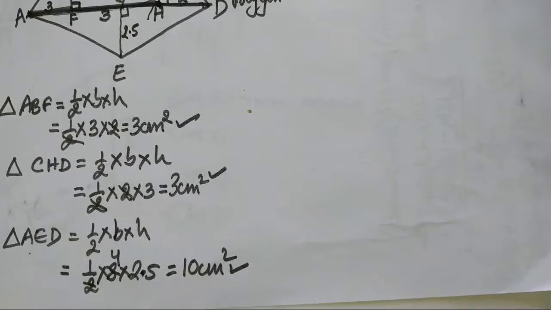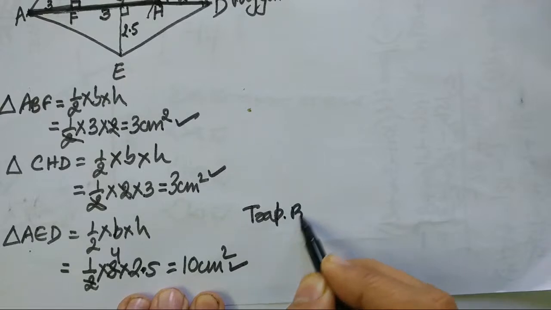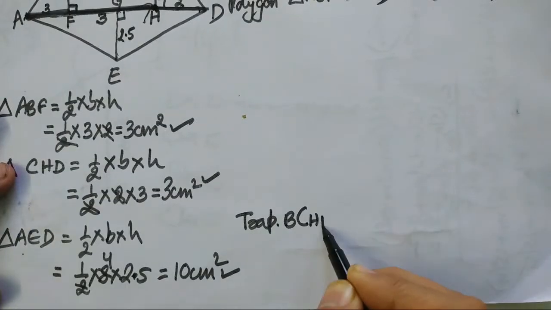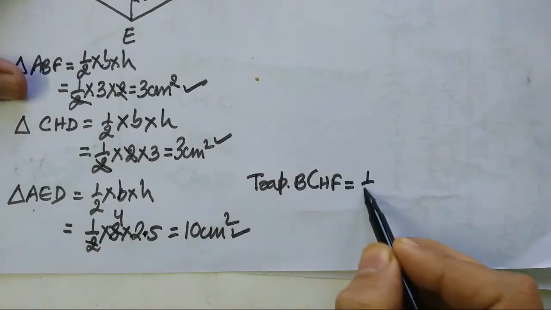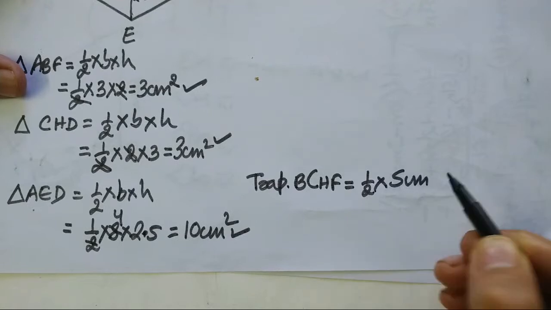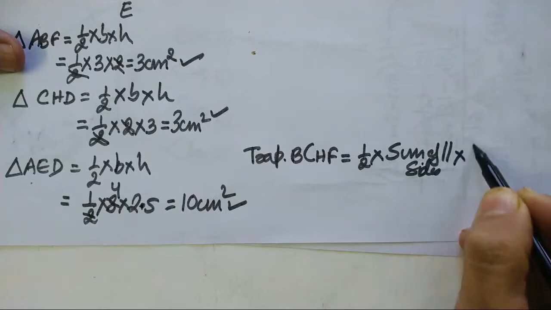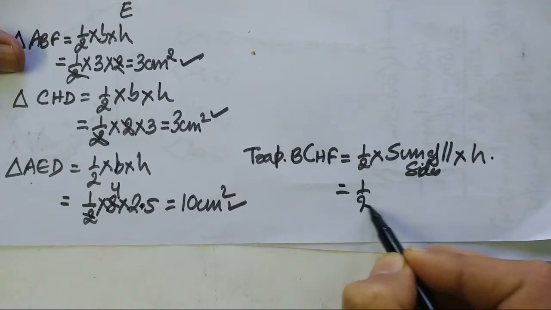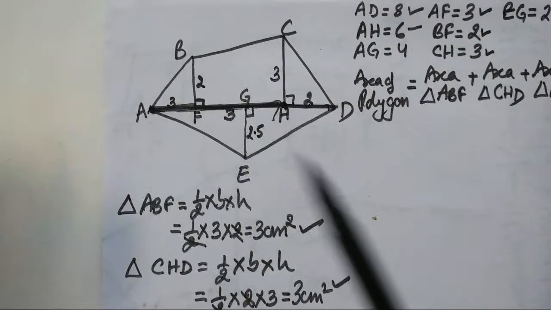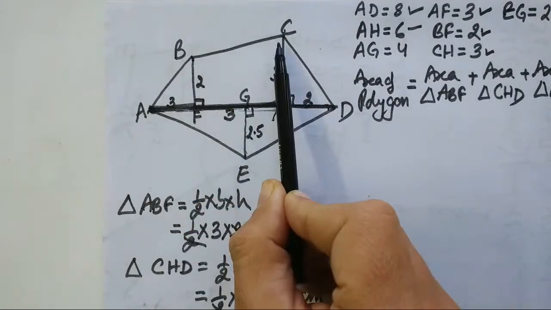Now the area of the trapezium, I am writing here BCHF. Now what is the trapezium BCHF? Its area will be half into sum of parallel sides into height. Now let's see the trapezium. The trapezium is this one, BCHF. This is the trapezium.